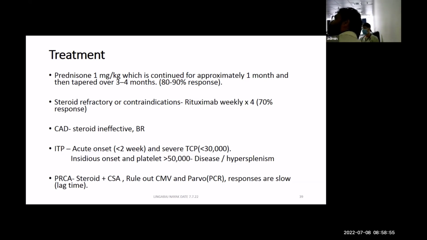And if they develop steroid refractoriness, or there is some contraindication to using steroid, you can use rituximab as well, with 70% responses. As I said, cold agglutinin disease is still ineffective. Now, ITP is important. A few of the patients will present, and how do you diagnose them?